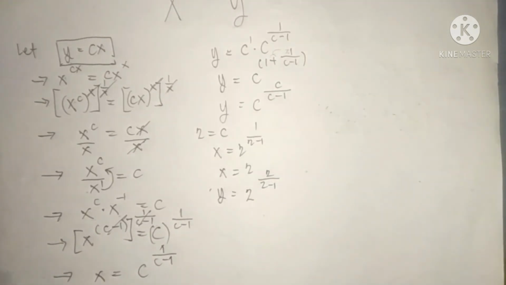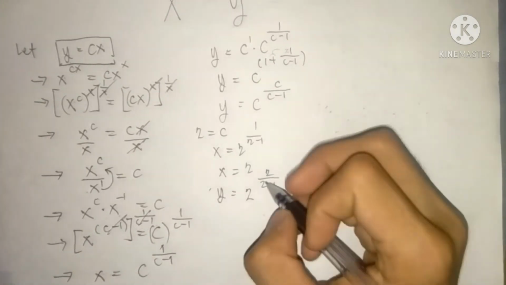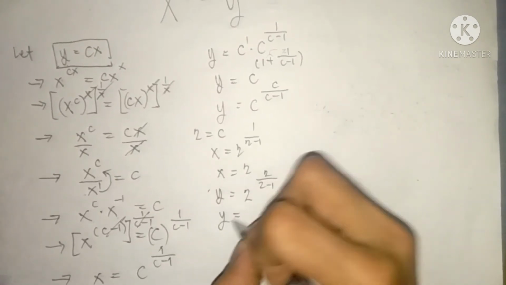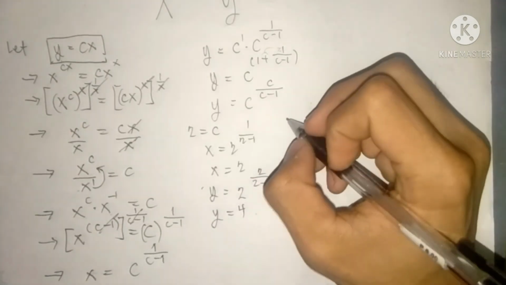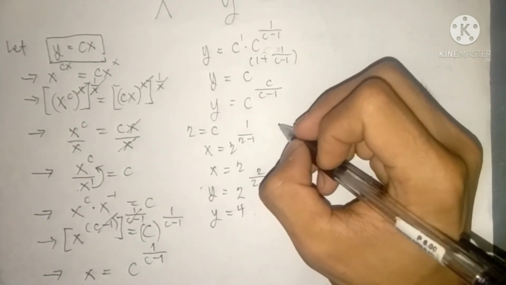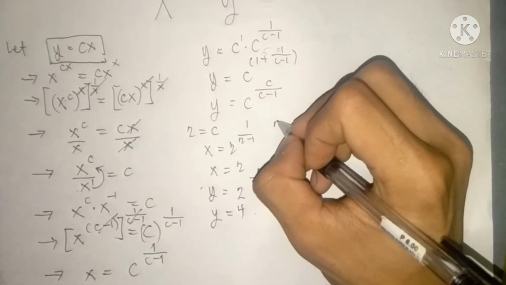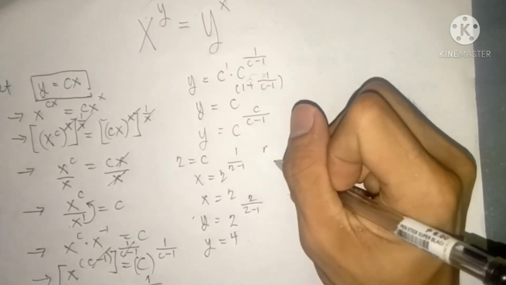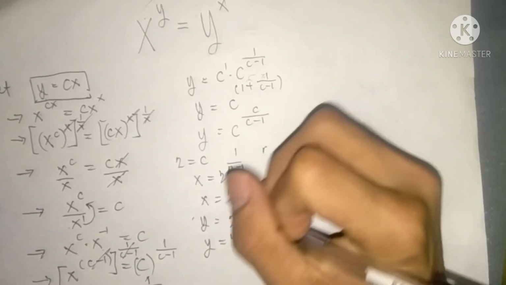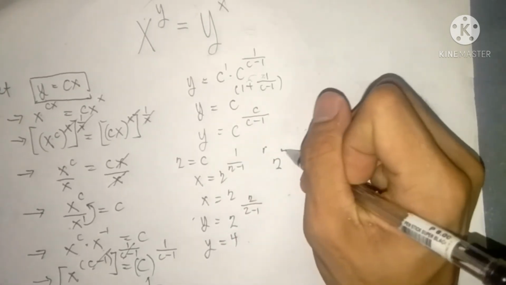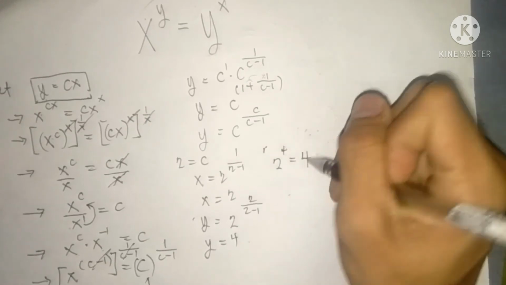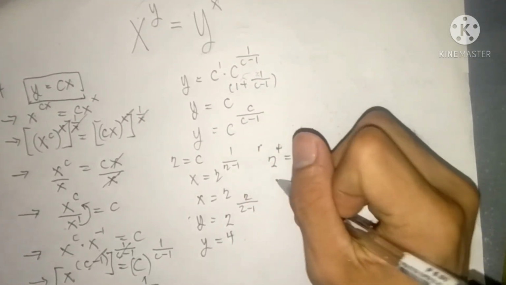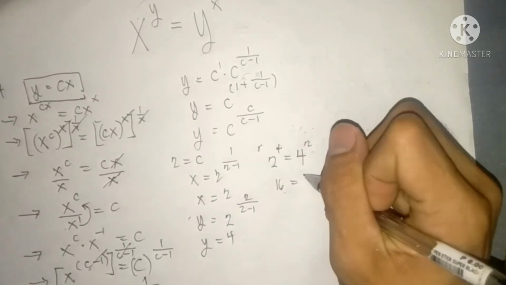2 minus 1 is 1. 2 over 1 is 2. Then, 2 squared is equal to 4. So, yan yung pinakaunang basic na answer dito sa equation na to. So, ang magiging ano niya is x is 2, y is 4. 2 raised to 4 is equal to 4 raised to 2, kasi y squared. Oo nga naman, 2 raised to 4 is 16 and 4 squared is 16.